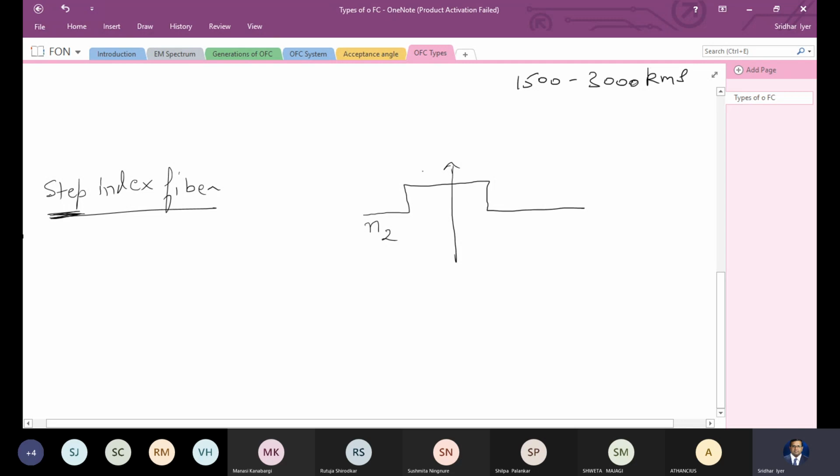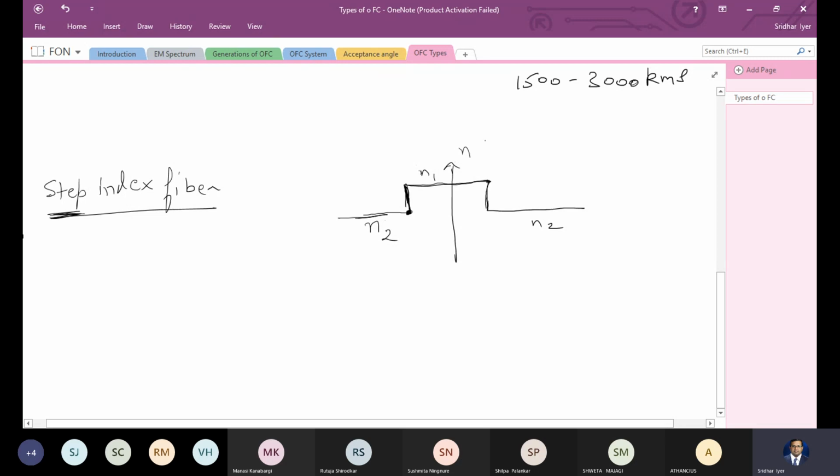So you can see what is happening here. The moment I step into an environment here, where there is a change in the refractive index from N2 to N1, there is a step increase in the refractive index. Then within the medium where the refractive index is N1, the refractive index remains constant. Then when there is a change in the refractive index or the medium, at this point you can see that there is a step change in the refractive index.